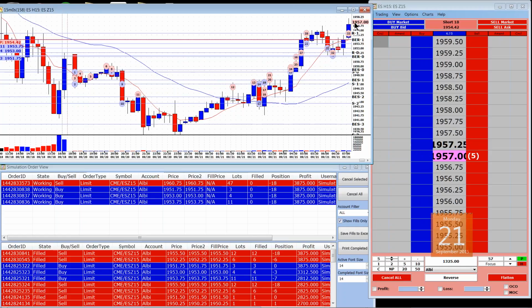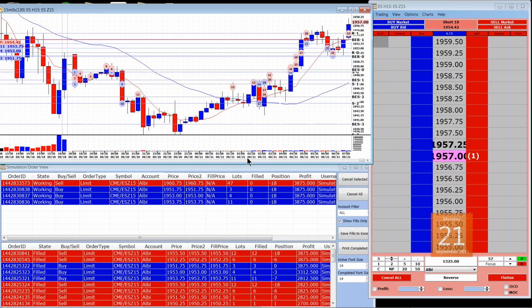$1,957 was the last trade. You can see it right there, 1957. This is the time of day. It's set on a 24-hour clock. This is New York time. So right now it's a few minutes after 7 in the morning, and you can see that there. And it's just building another candle just to represent the price.